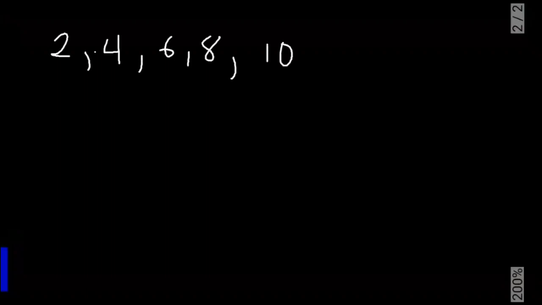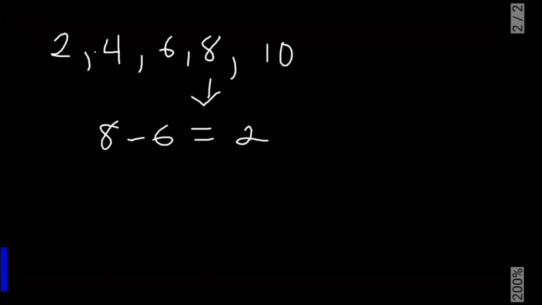If we pick a term, let's pick this. What term is this? This is our first term, second term, third term, fourth term. Let's pick our fourth term. Our fourth term is 8. The term preceding 8 is 6. So 8 minus 6 is 2. The difference between these two terms is 2.